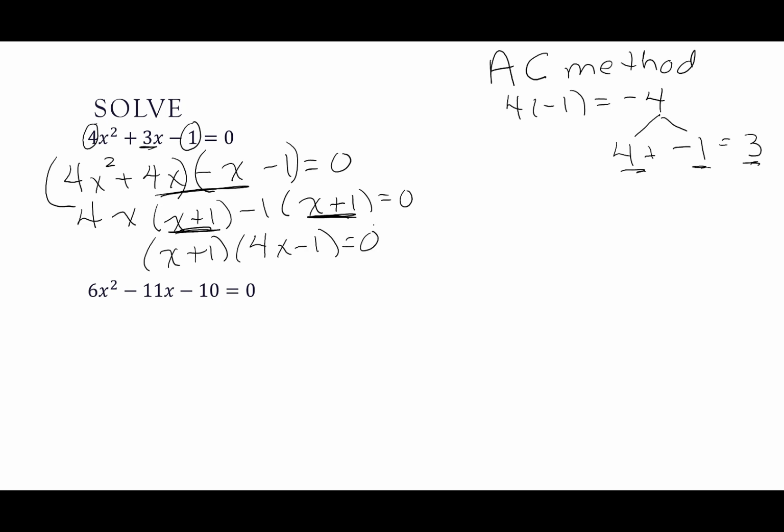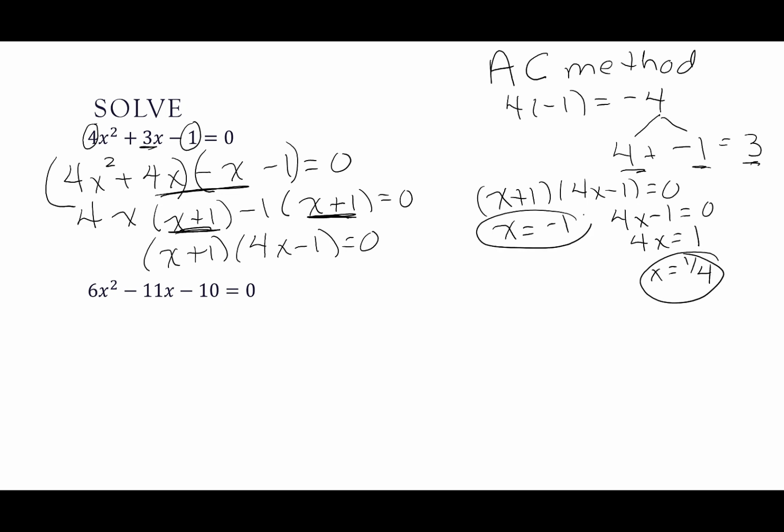So we were able to find the factors, but we just had to do a little bit of extra step to get there. So now that I have x plus 1 times 4x minus 1 is 0, I know x is -1. There's one answer. Then 4x minus 1 is 0, says 4x is 1, so x is 1/4. So here are my two solutions.